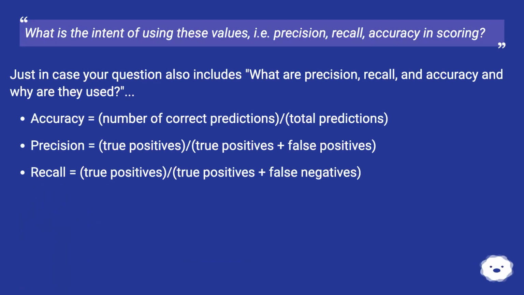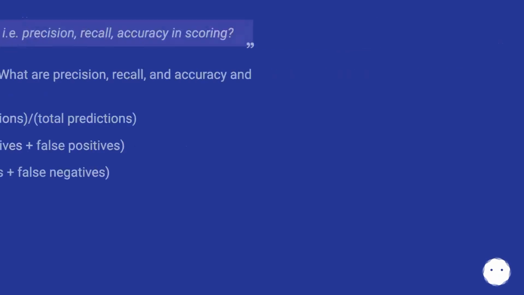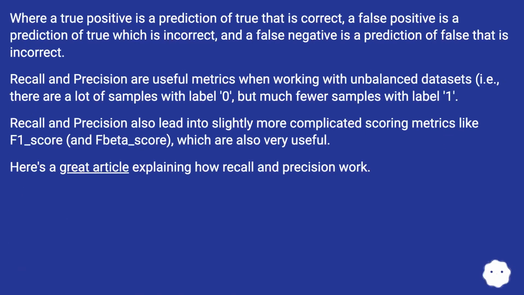Accuracy equals number of correct predictions over total predictions, precision equals true positives over true positives plus false positives, recall equals true positives over true positives plus false negatives. Where a true positive is a prediction of true that is correct, a false positive is a prediction of true which is incorrect, and a false negative is a prediction of false that is incorrect.